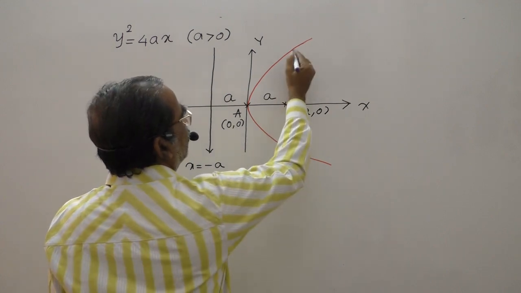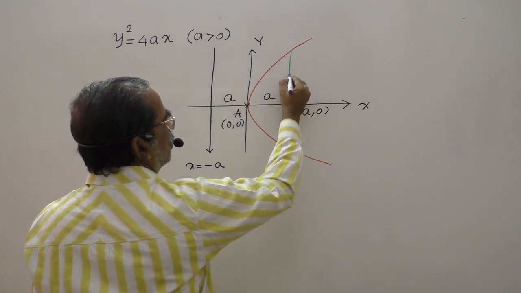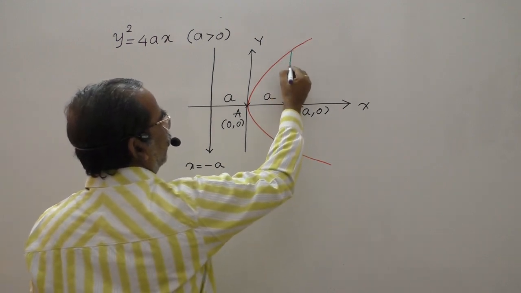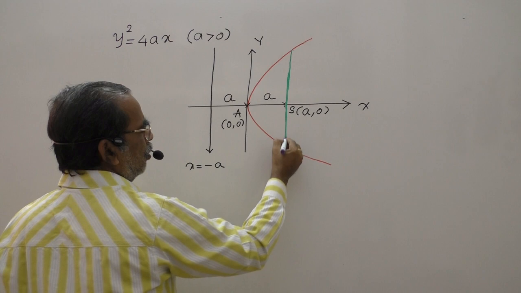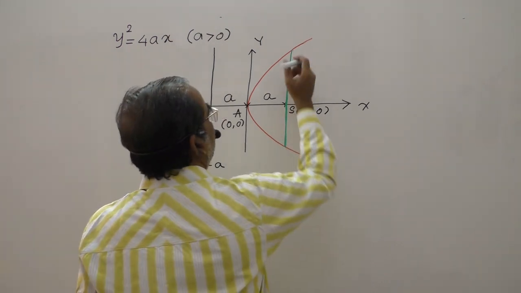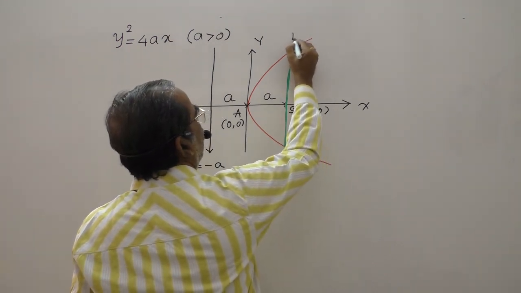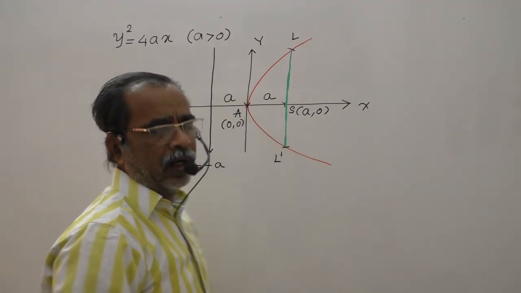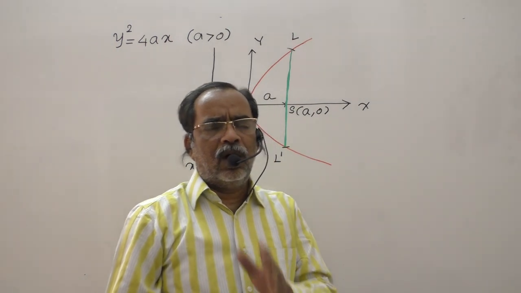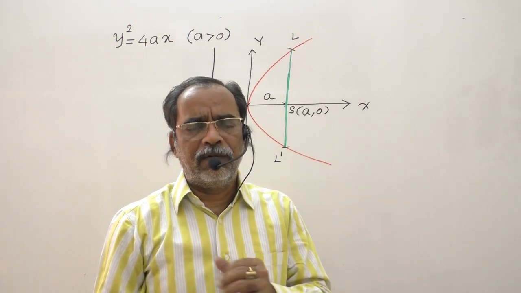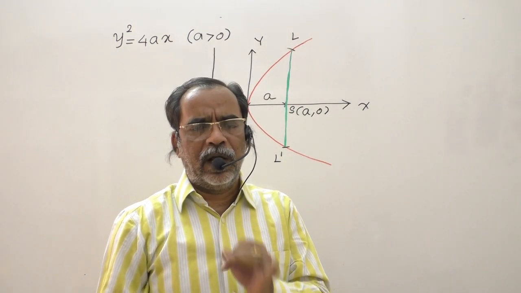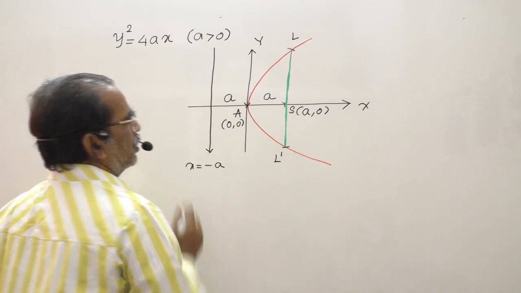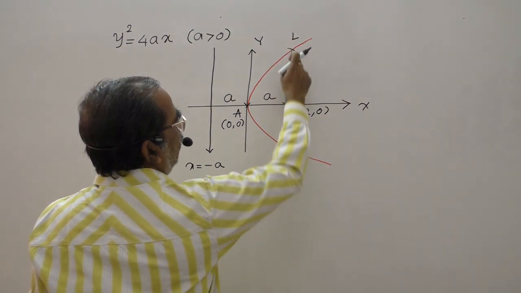And this line is called the latus rectum. What is a latus rectum? Latus rectum is a focal chord perpendicular to the axis. Generally it is denoted by L L dash. It is also a double ordinate. You must learn all the terminology and their definitions: vertex, focus, axis, directrix, latus rectum, etc.